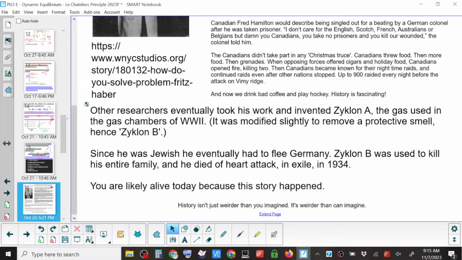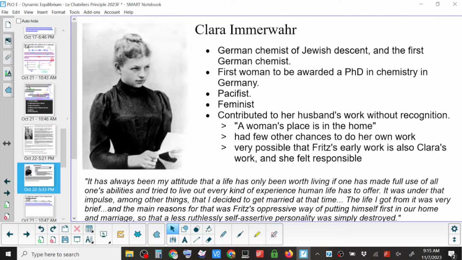It may be that he committed suicide, and the reports sort of suggest that, but also people didn't like to say that at the time, so we can't really tell if people are just avoiding that. Not a nice story. Clara, also not a nice story, but I think it's important to recognize other people who are involved in the work. She may have been involved in the Haber process as well.